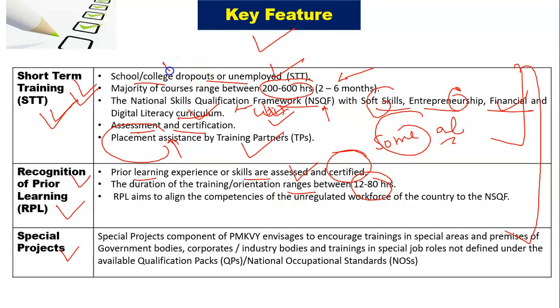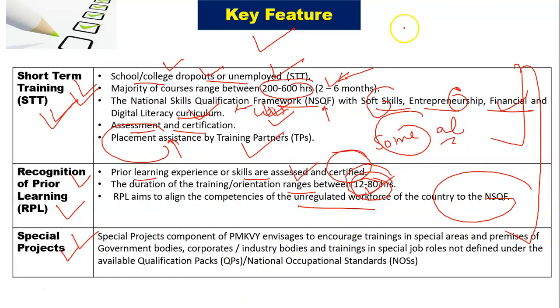Actually, school and college dropouts require more training hours, so they are given 2 to 6 months. But for a person who already has some skills, they have reduced the training hours and are giving 12 to 18 hours. Now, the RPL aims to align the competency of the unregulated workforce of the country to NSQF. Now, there are some special projects.